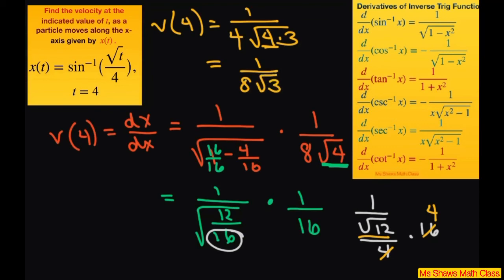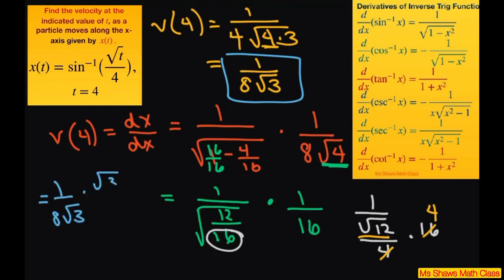So this is a good answer to have, but if you can't have a radical in the denominator, we can rationalize it. So that would be 1 divided by 8 square root of 3, and just multiply the numerator and the denominator by square root of 3. So this would simplify to square root of 3 divided by 24. And that would be your final answer. This is the better way to write it.